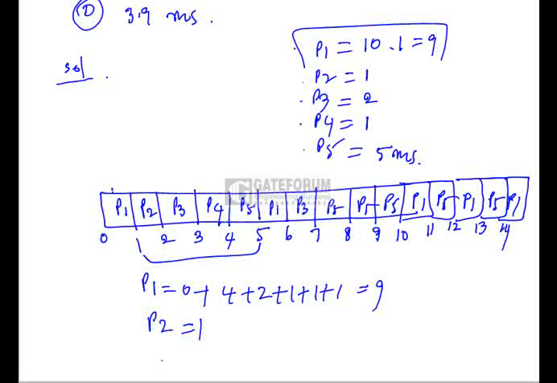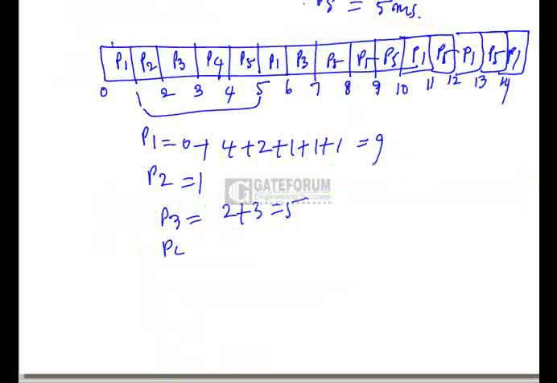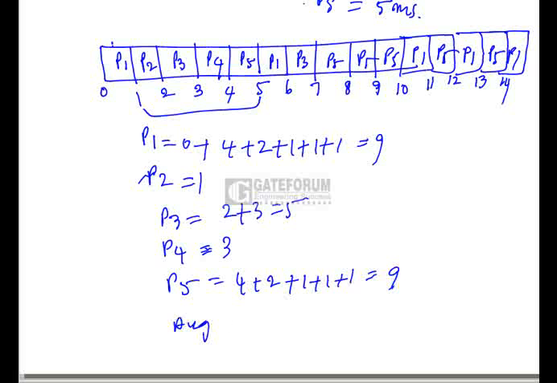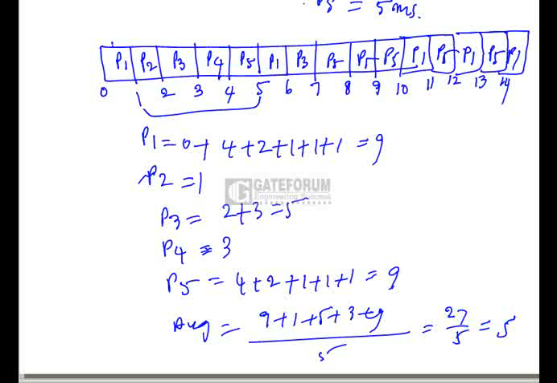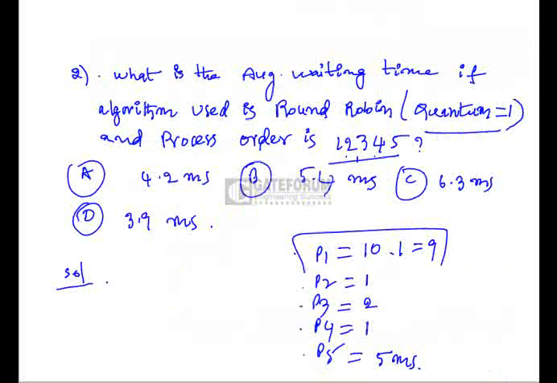P2's waiting time is only 1. P3's waiting time is 2 plus 3, it is 5. P4's waiting time is 3 milliseconds, because it is finished in one slot. And P5 is 4 plus 2 plus 1 plus 1 plus 1, it will be 9 total. So the average waiting time is the sum of the waiting times of all the processes divided by the number of processes. So this total sum will be 9 plus 1 plus 5 plus 3 plus 9 divided by the number of processes, 5. It will be 27 by 5, 5.4 milliseconds. So option B is the right option here.